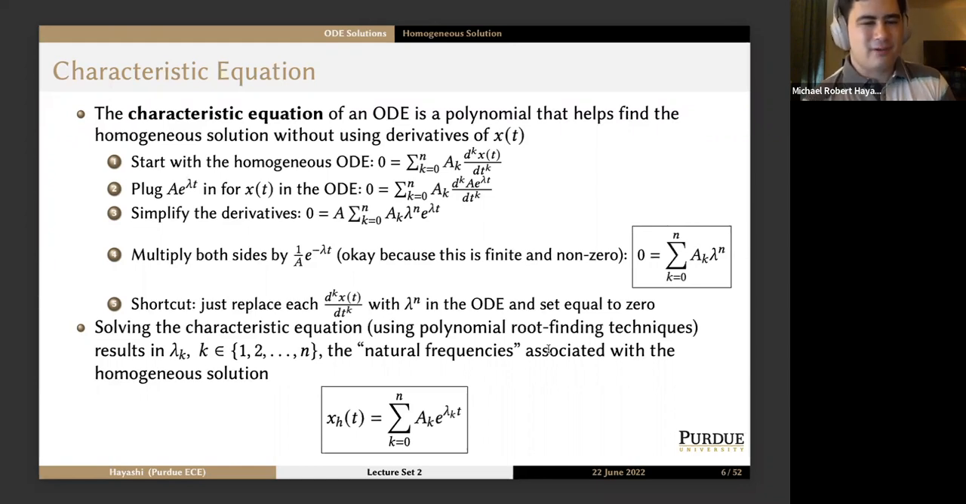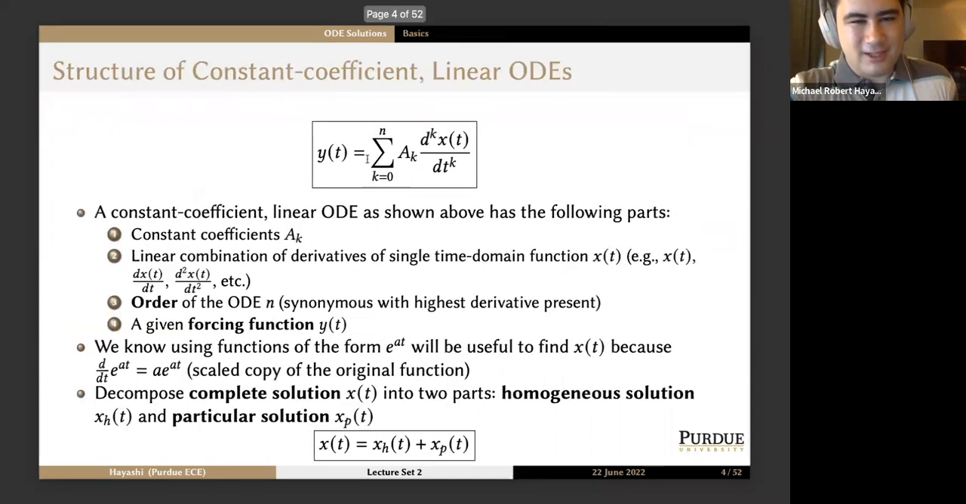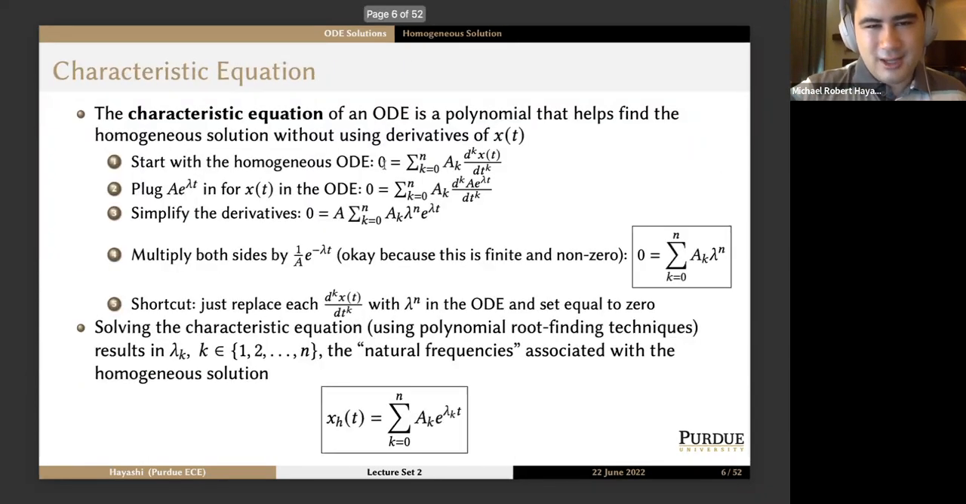So here's the process for how you would prove what the characteristic polynomial should be. We start with a homogeneous ODE. Again, it's from our definition of the constant coefficient linear ordinary differential equation, set equal to 0. So 0 is the sum from k equals 0 to n of coefficient a sub k times the kth derivative of x of t.